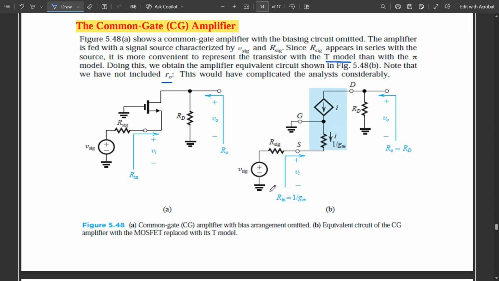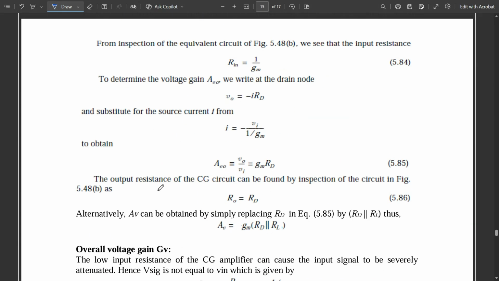So here in this case, R in is equal to 1/gm. It's not equal to R signal, because these two are in series, so we do not have a separate branch. So only this you should keep as R in. R in would be equal to 1/gm, and other parameters as they are. Now try to find the characteristic parameters from inspection of the equivalent circuit 5.48b. We see that the input resistance R in is equal to 1/gm. So the first thing we should know is that R in is the inverse of the transconductance, 1/gm.